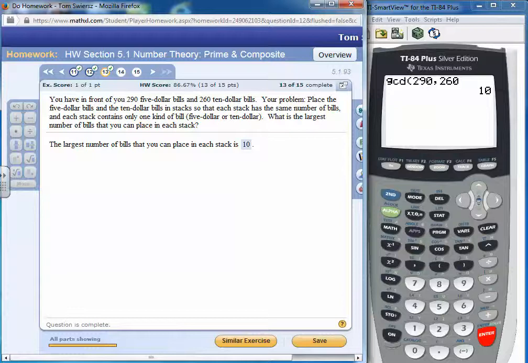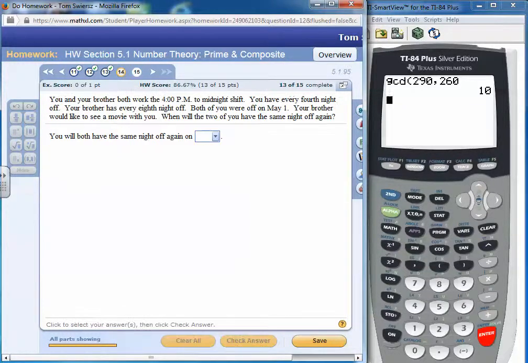Again, you can do the prime factorization of each of these numbers, and then you would pick the common factors with the smaller exponent if you did it pencil and paper. Let's look at number 14.